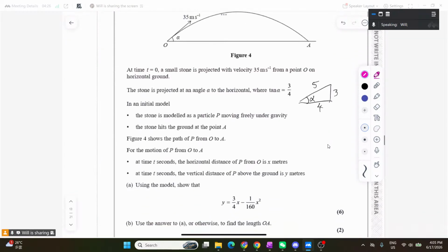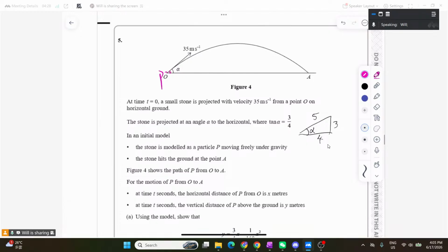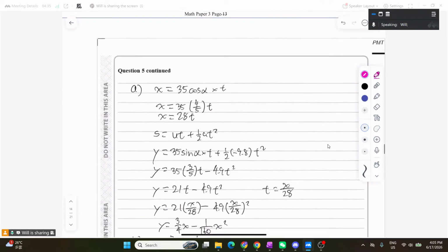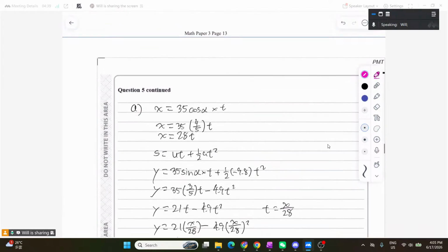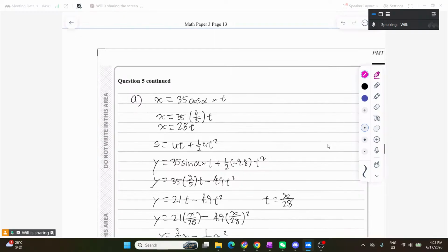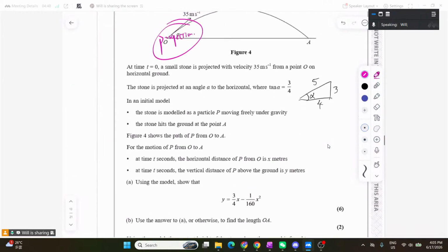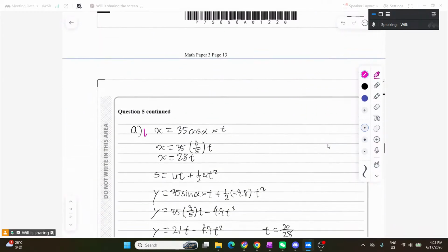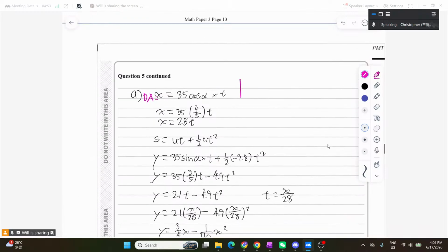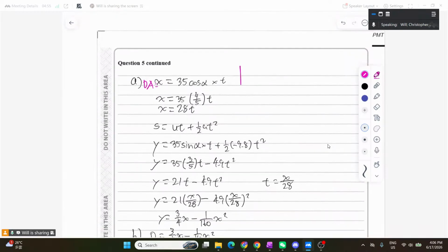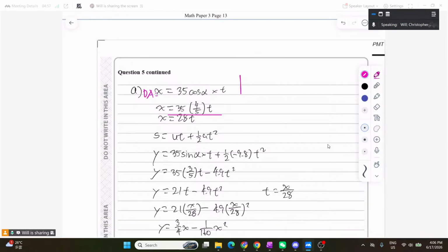The answer, the projection. This is the projection. Projection. For this one, you first make the horizontal component: 35 times cosine theta, times t, gives the horizontal. The horizontal is the OA, right? Okay, 1 mark. And take the answer into it.